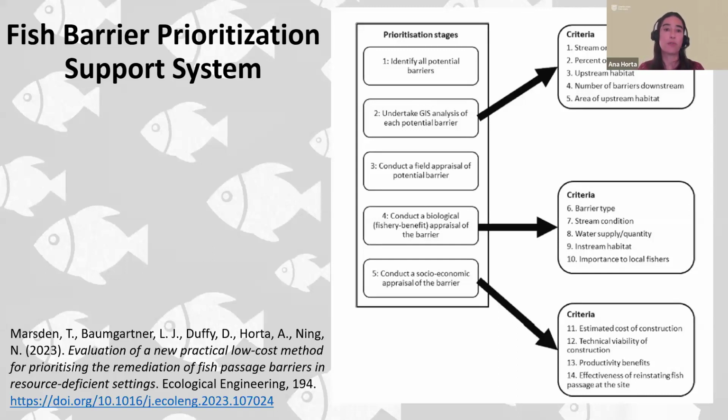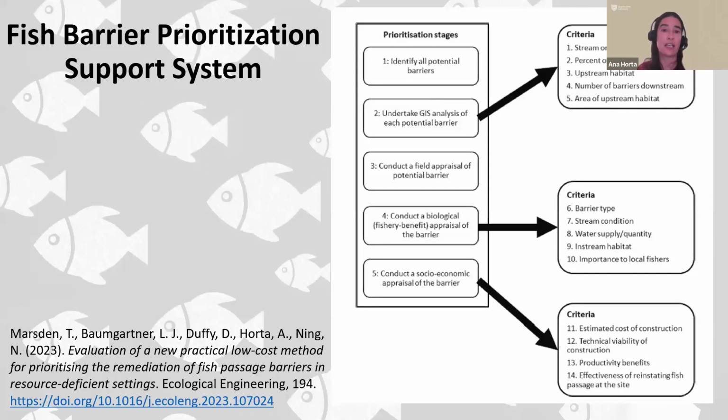It's a quite straightforward spatial planning approach, which relies on five basic stages, with the outcome being the ranking of our river infrastructure, our river barriers, to know exactly which ones should be looked at first or considered first to restore water flows or to ensure that fish species are protected or restored in the system.